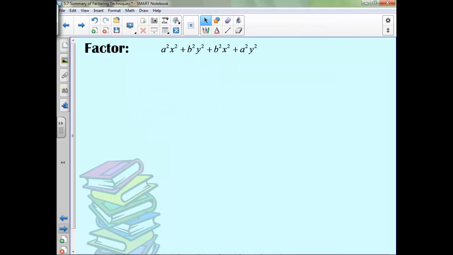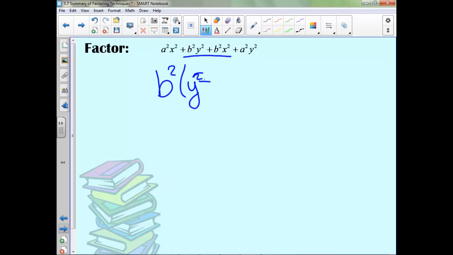There's four terms, so let's try by grouping. Notice these first two don't have a common factor, so we don't want to try grouping them together. So let's try these middle two, both have a b squared, so we can factor out a b squared. And then these two have an a squared in common, so let's factor that out.